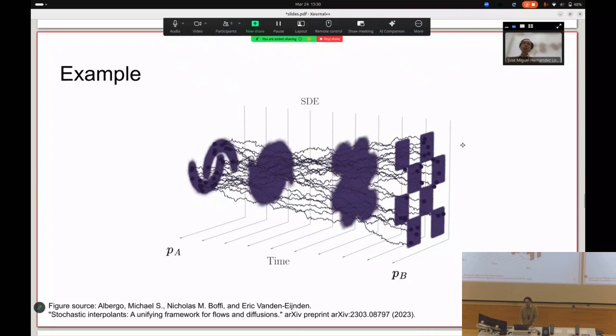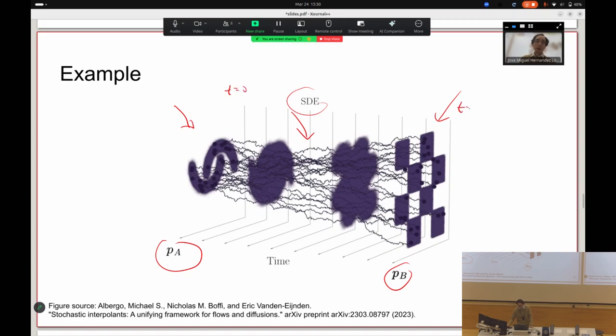And this shows an example of how this would look. You may have an initial distribution here for PA. You have another distribution here for PB, and you have the SDEs showing here some trajectories that interpolate between the two, okay? And there are obviously some intermediate samples along the way. This would be time 0. This would be time 1, okay?